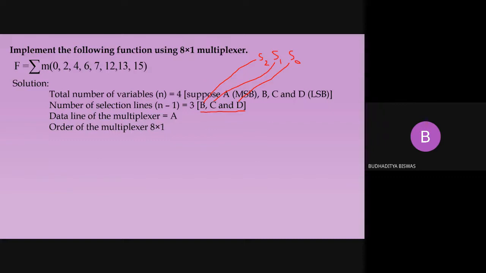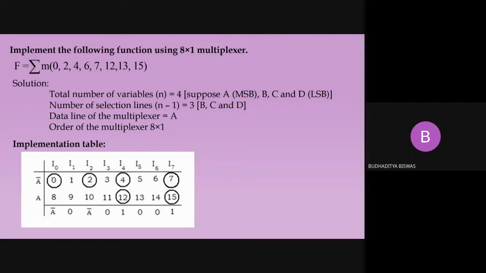The MSB, the next MSB, that means B should be connected to the MSB of the selection line, C should be connected to the next one, and D should be connected to S0, that means the LSB of the selection line. Don't make any mistake in this particular field. This is very important.